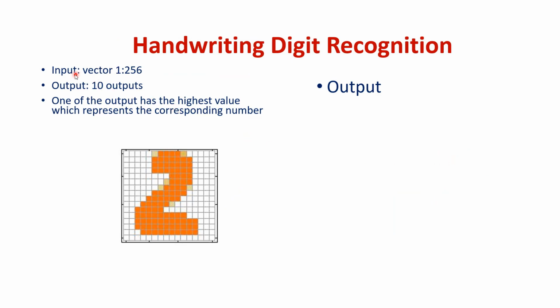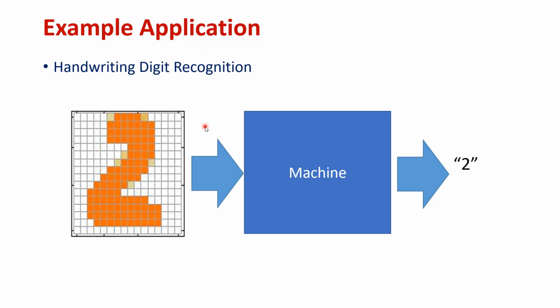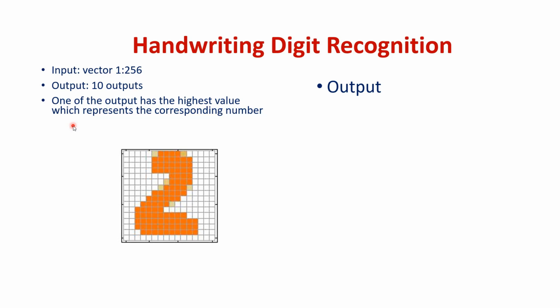So if we look here, we said we have a vector of input of 256 and the output is 10. Why is the output 10? Because you have values from 0 to 9. That's the number of outputs or classes that you can have. And 256 is because here you have an image which is 16 times 16. So that's the vector of input. One of the outputs has the highest value, which represents the corresponding number.